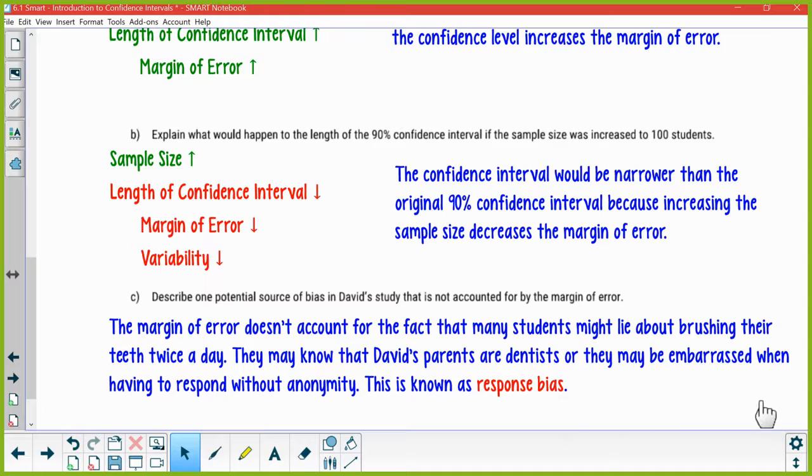And this is something we call response bias. And we talked about this previously before. It basically centers around the idea that you are responding in a way that you think the survey person wants to hear because you're embarrassed by any other response. So this is a response bias situation.